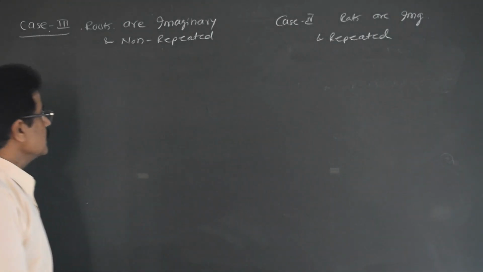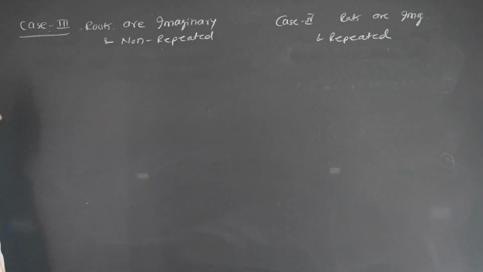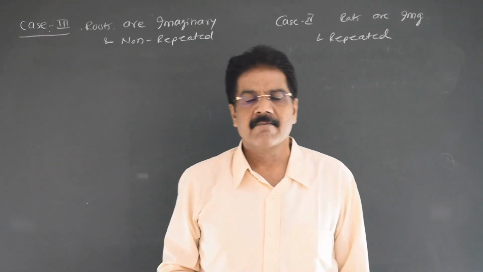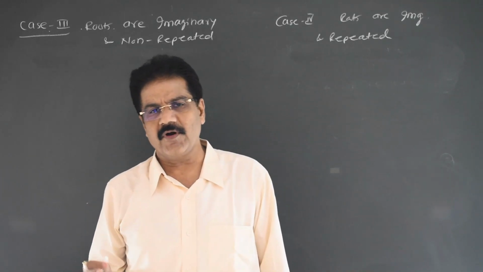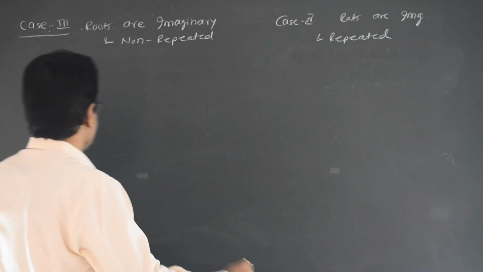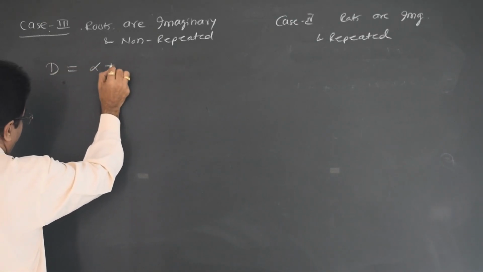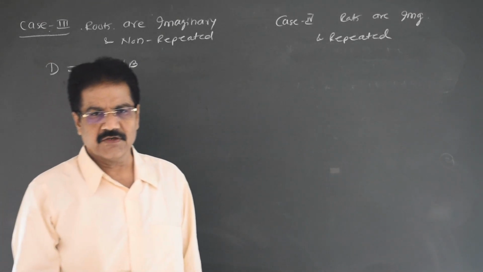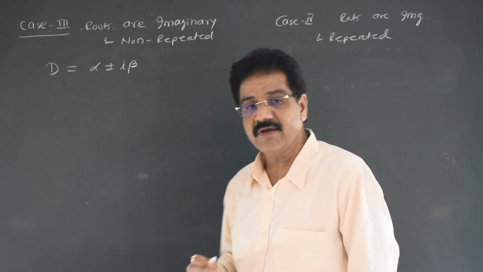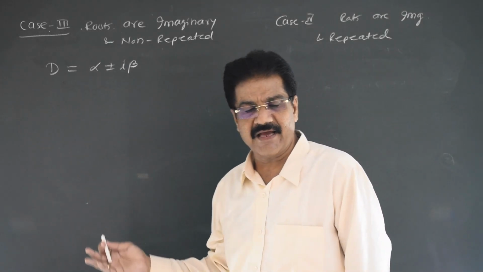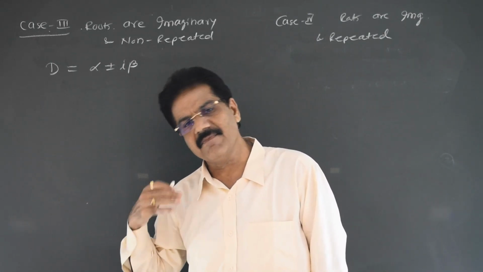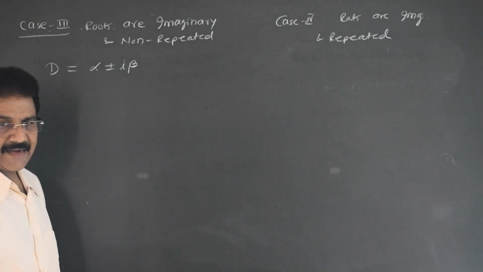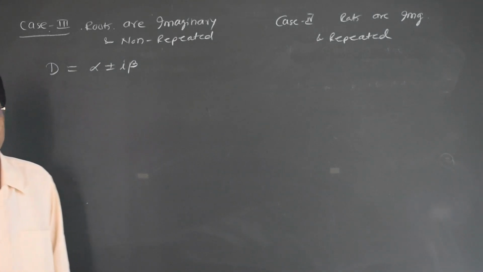Case number 3 is roots are imaginary and non-repeated. Whenever we get imaginary roots, you always have to use the formula minus b plus or minus under root of b square minus 4ac upon 2a to get the imaginary roots. And then imaginary roots are always in the form of alpha plus or minus i beta. For the sake of convenience, we will take that there are only 2 roots, but we may have more than 2 roots. Means 2 roots are imaginary and the third and fourth roots may be imaginary, may be real. That we will understand when we take the example. For the time being, you can consider that roots are in the form of alpha plus or minus i beta.